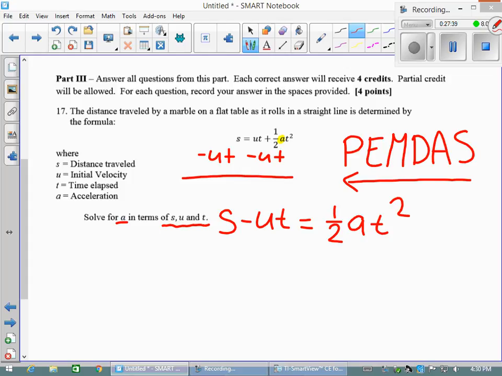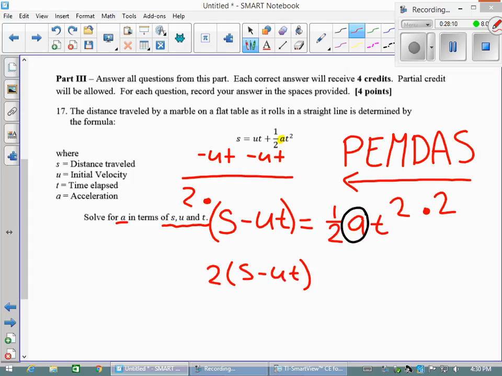So in order to undo that, we can either divide by 1/2, or we know that we can multiply by the reciprocal, which is 2 over 1, or just 2. So if I multiply by 2 on one side, I want to multiply by 2 on the other side. And remember, this is all one term. So I'm going to write this as 2 times S minus UT. Then these are going to cancel out, so I have AT squared.